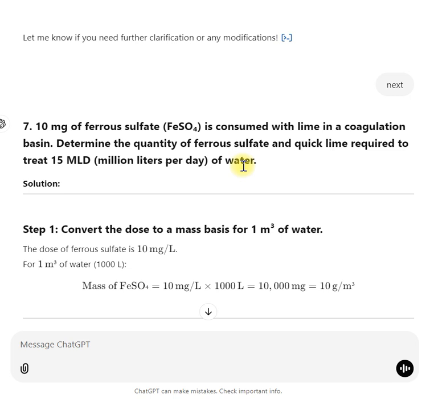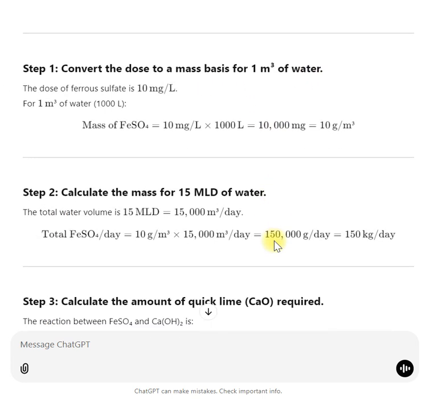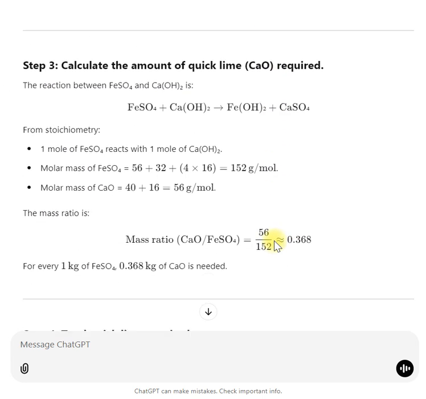Step 2. Calculate the mass for 15 MLD of water. The total water volume is 15 MLD. Total FeSO4 per day equals 10 kg times 15, equals 150 kg per day. Step 3. Calculate the amount of quicklime, CaO, required.